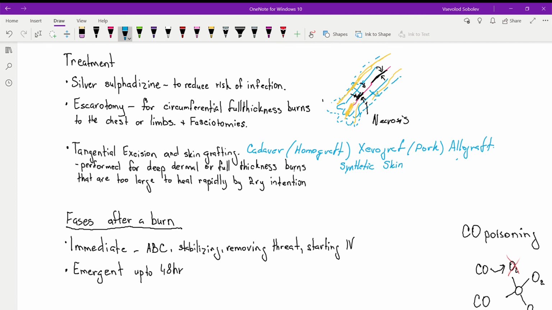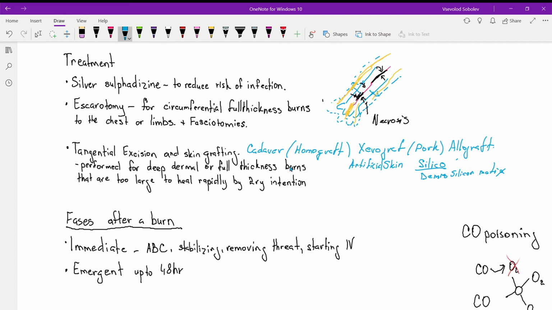Or no, not synthetic. It's called artificial skin, which is basically a silicone on the top as a skin, as the epithelial layer, and then a matrix acting as a dermis. Silicone matrix.